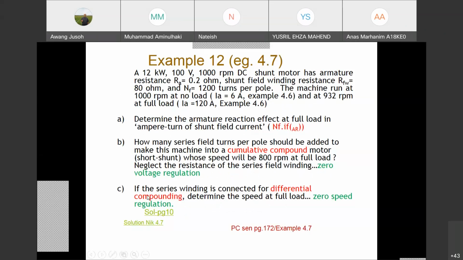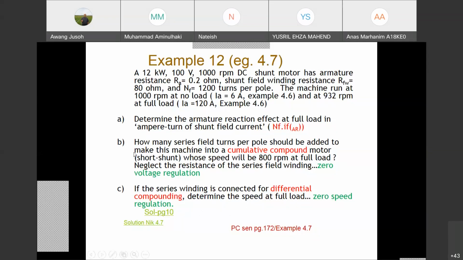When we talk about the differential compound, normally you want to make zero speed regulation. We know that when armature reaction takes place, the flux drops. When the flux drops, the speed increases. So with differential compound, basically you want to maintain the speed, such that the speed can be maintained at full load conditions. So that's two different things.